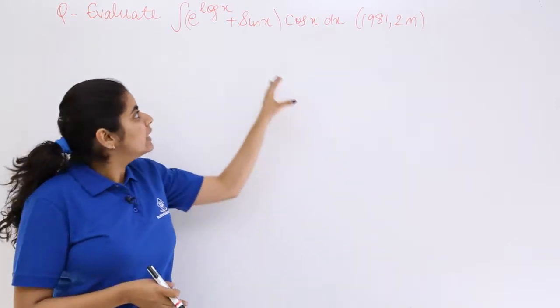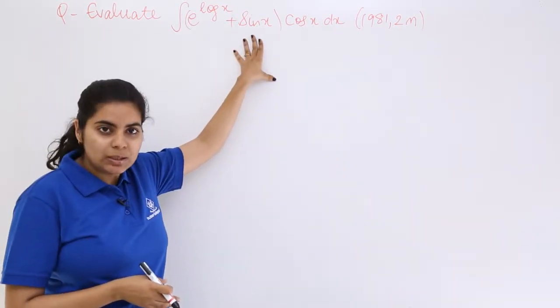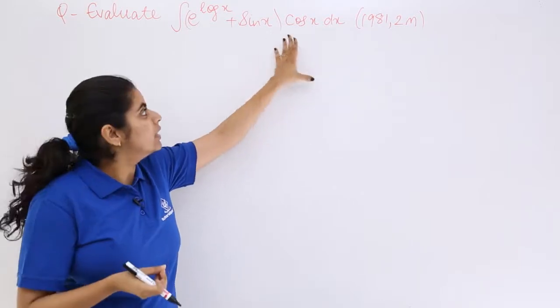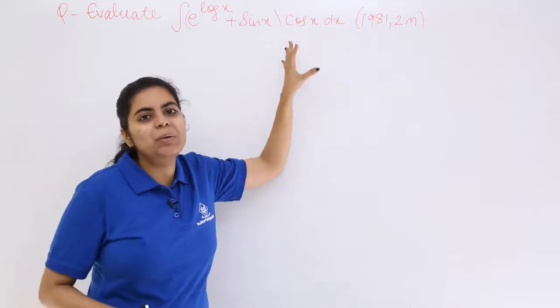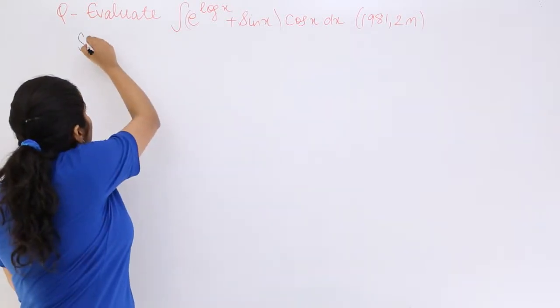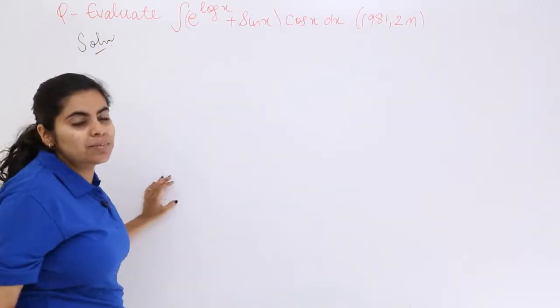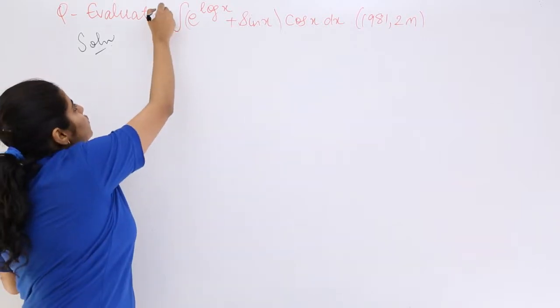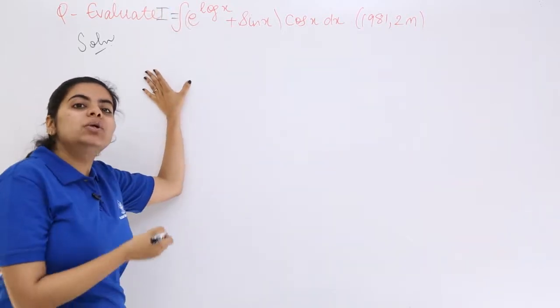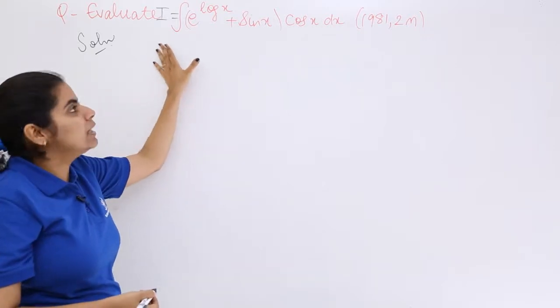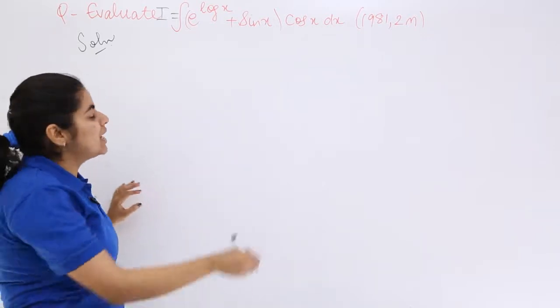As you can see, this question involves 2 terms all multiplied together with 1 term. So we have to separate the terms. For that purpose, I write solution, and my first step should be: evaluate I is equal to. In order to refer to it later, I am naming it as I. Now let's see how to do it.